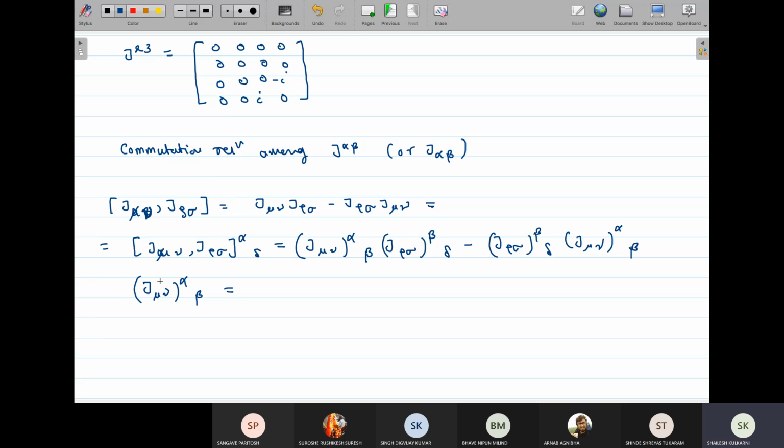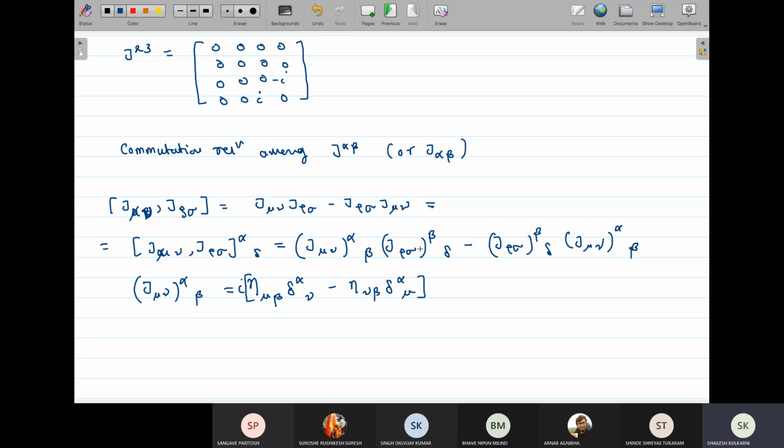Now instead of upper mu nu I have lower mu nu, so it will be eta mu beta, eta, just a minute. Yeah, so eta mu beta delta alpha nu minus I times eta nu beta delta alpha mu. And similarly for J rho sigma, J rho sigma beta delta.